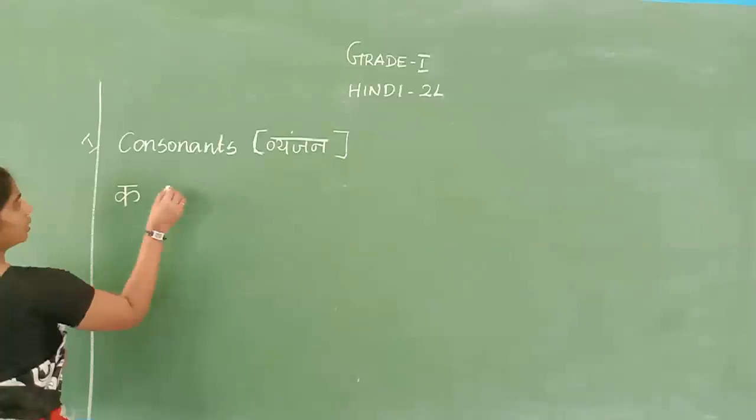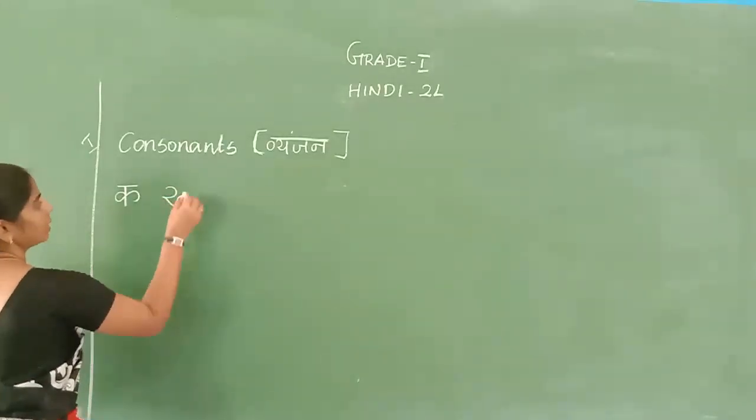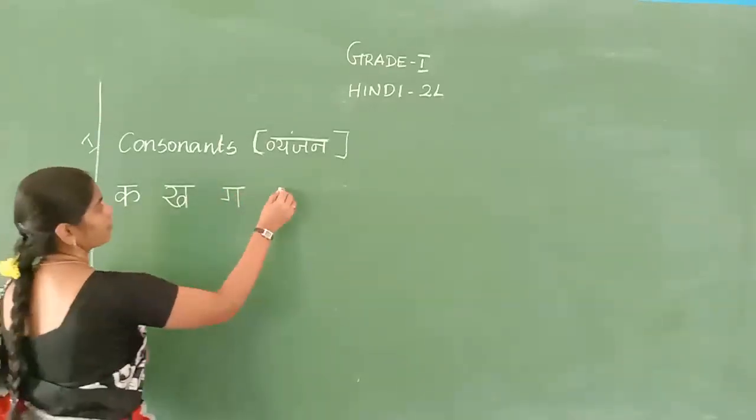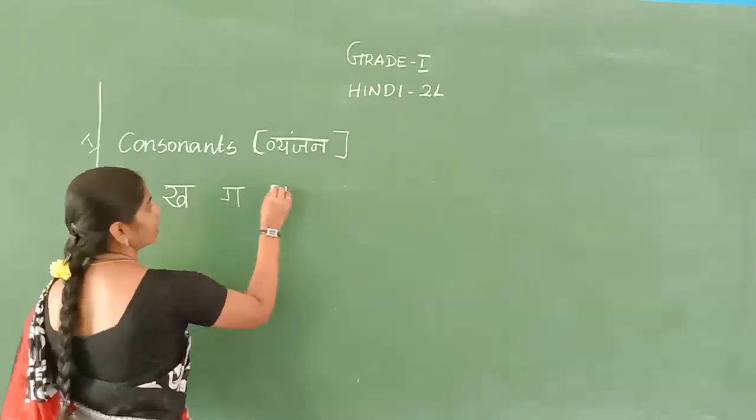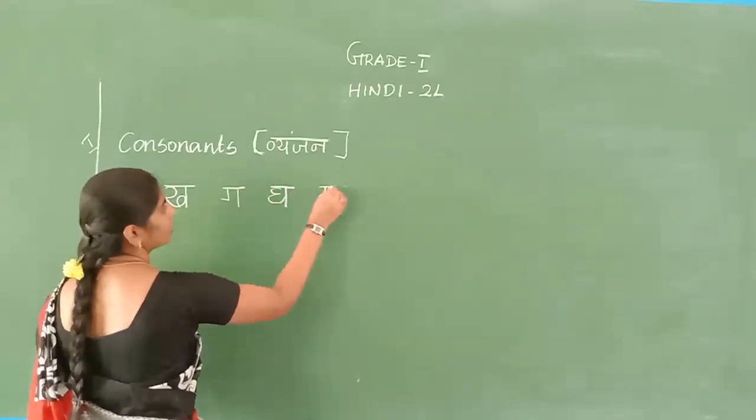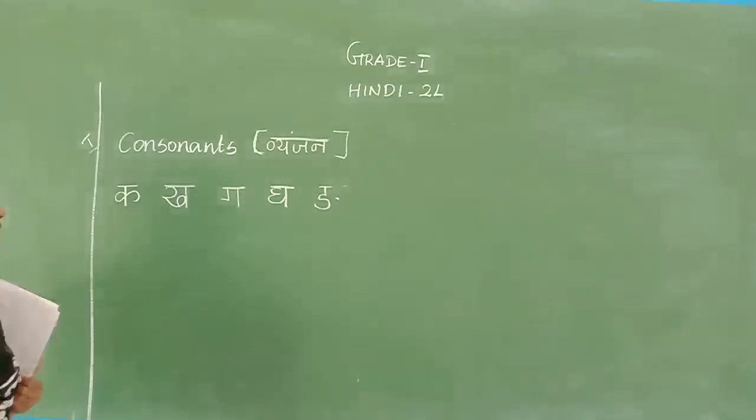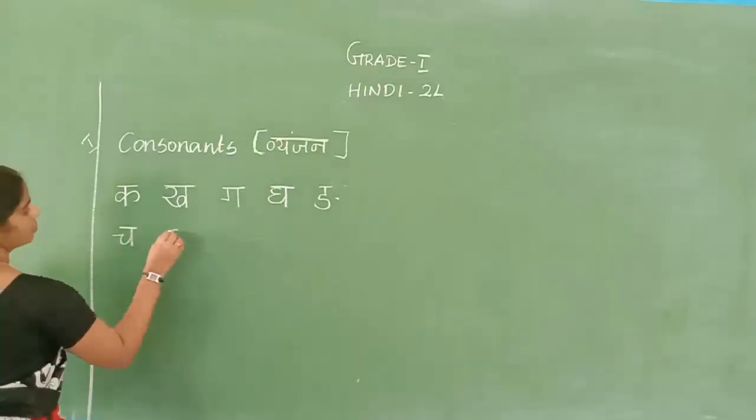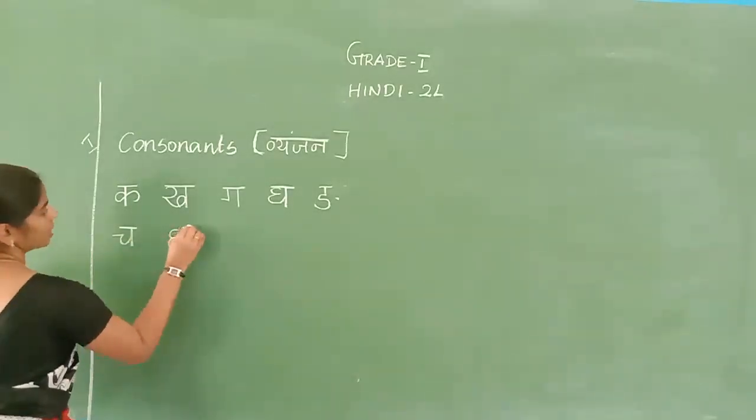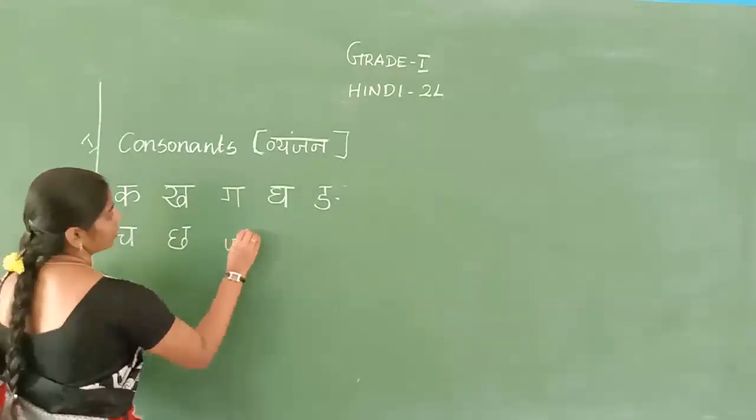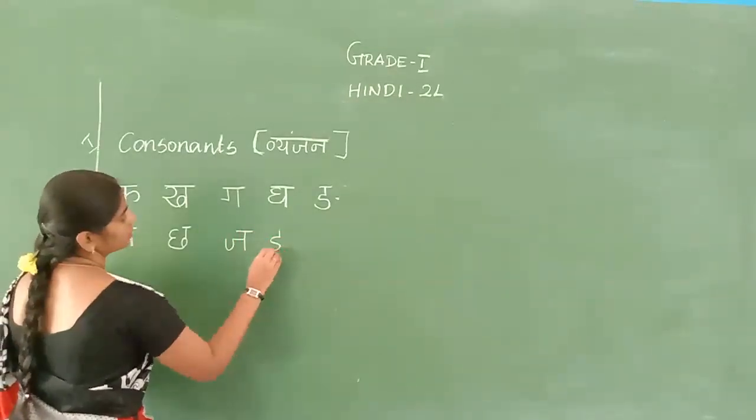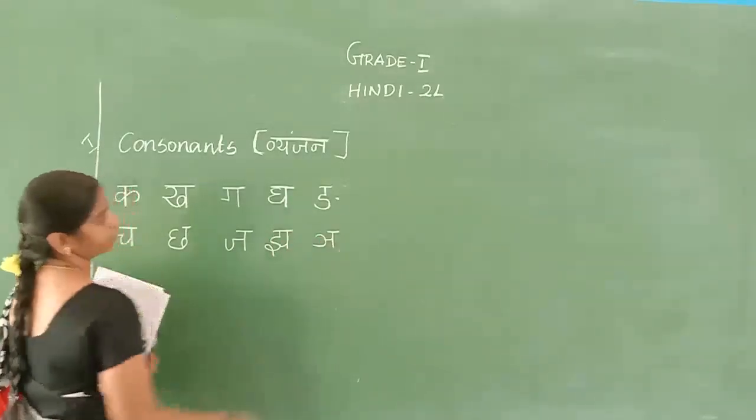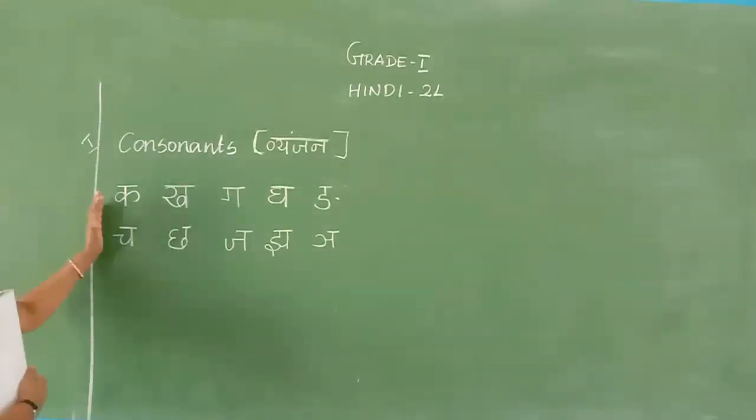Ka, ka, ga, gha, na. Okay, the next. Cha, cha, ja, ja, nya. Okay, right, children? You have to copy this into your notebook.